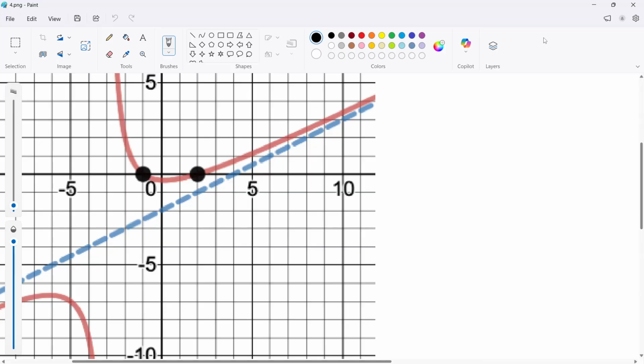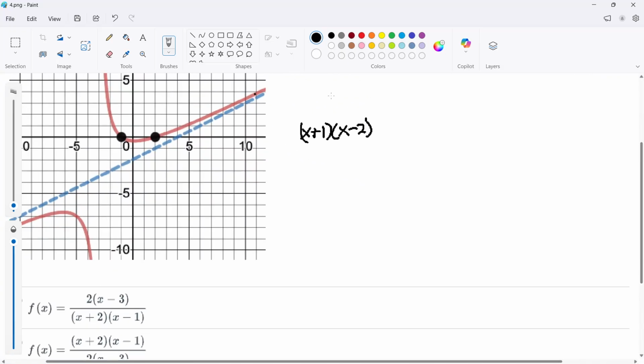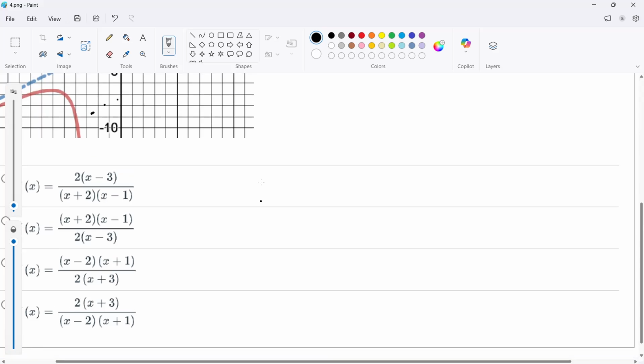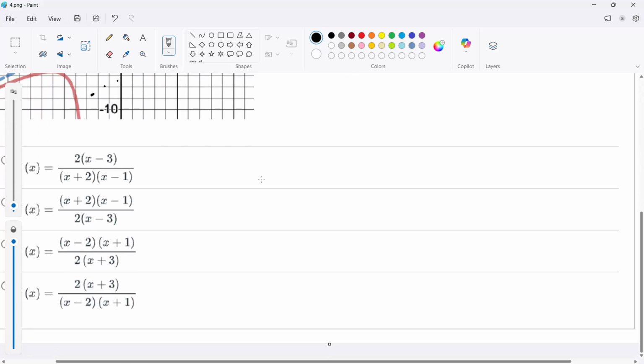So I have x-intercepts at negative 1 and 2. So remember it's the opposite sign: x plus 1 and x minus 2. And it looks like I have a vertical asymptote at negative 3. So it's going to be x plus 3. And let's check it out. x minus 2, x plus 1. The only one that has those is this one, so that has to be the answer.